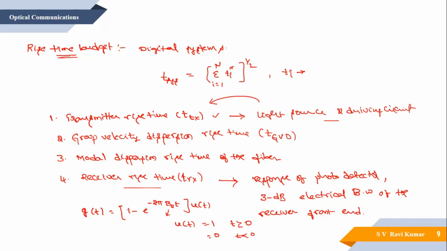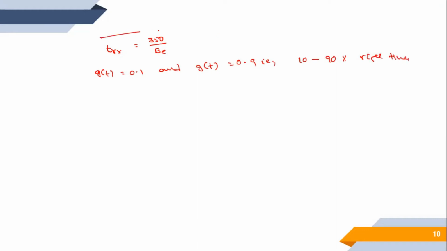In general, you can take the receiver front end rise time in nanoseconds as TRX = 350/B, in terms of the electrical bandwidth. The rise time of the receiver is usually taken over the time interval from g(t) = 0.1 to g(t) = 0.9, that is, you can take this as the 10 to 90% rise time. So simply this is given by the expression TRX = 350/B.